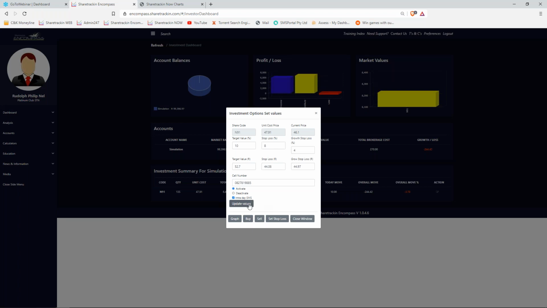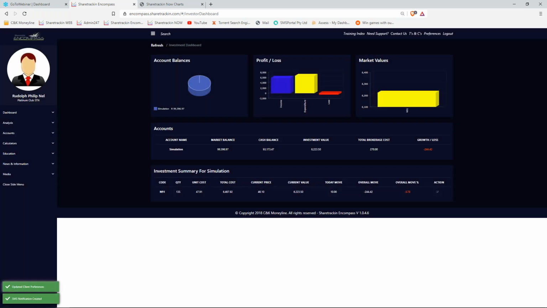Okay, and then we can click on update values, and it will set that SMS. So on your left hand side it says updated client preferences and SMS notification created. All right, so the moment you set up the SMS, you would start receiving those notifications. If we want to sell the share, then we need to deactivate that SMS.